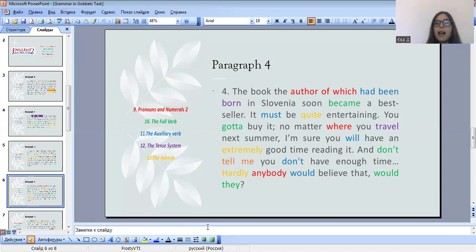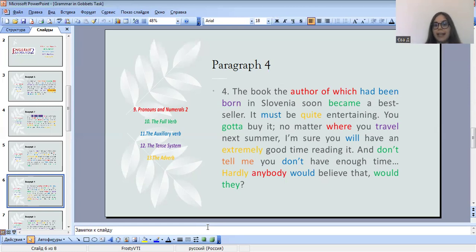Then we have where, and where just introduces a relative clause, a verbal relative clause, and it specifies the location. Then also we have anybody, and the meaning of anybody in the last sentence is general, because we know that we need to use a preposition like any only in negative sentences, but here we can use it because we are talking about anybody in general.